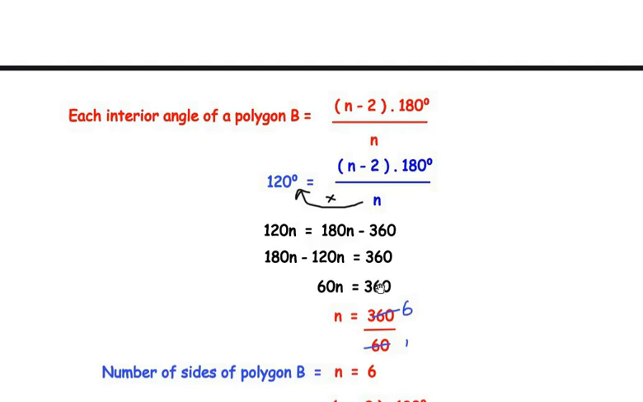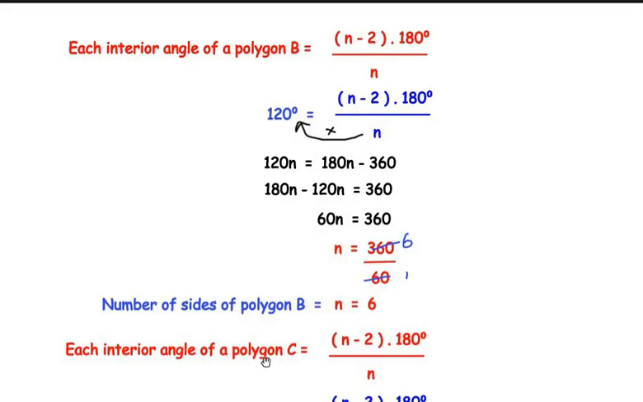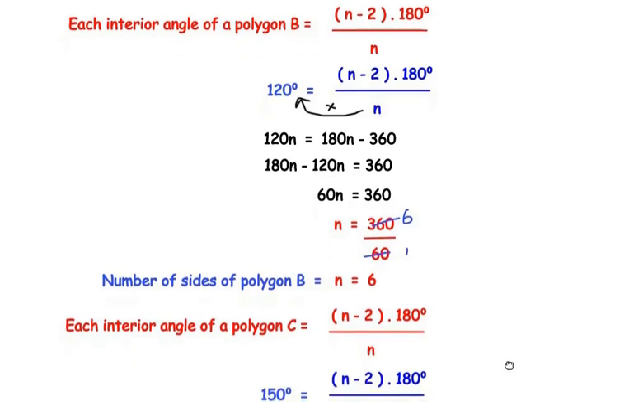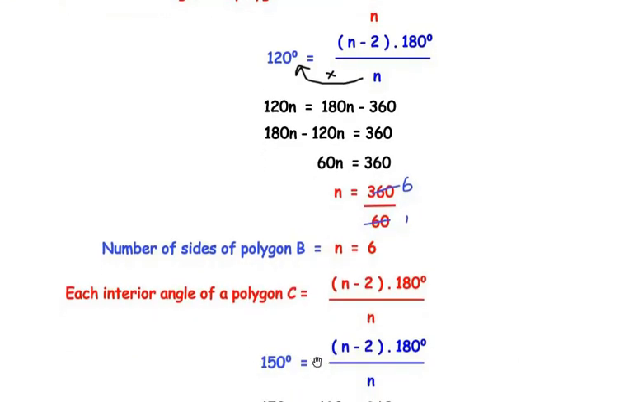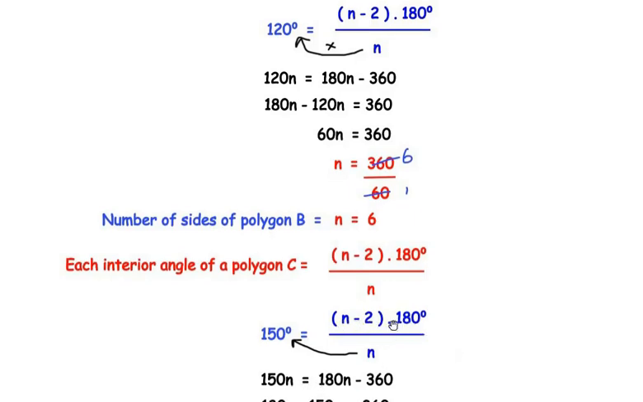Now on a similar basis, let us find out the number of sides of polygon C. So again using the same formula, that is each interior angle of polygon C is equal to n minus 2 times 180 over n. Now each interior angle of polygon C, we had got it as 150 degrees. So 150 is equal to the right hand side. Now let us take n on the other side of the equal to sign so that it multiplies with 150, giving us 150n is equal to, now expanding the right hand side bracket, that is n times 180 gives us 180n and minus 2 times 180 gives us minus 360.